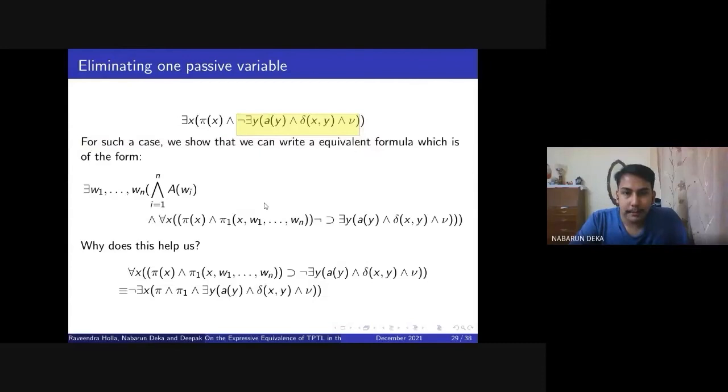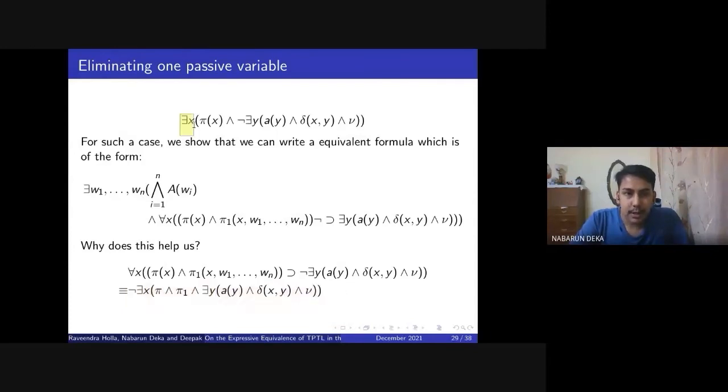Now why does this help us? This helps us because, this not should have been before the there exists. This helps us because now look at this sub-formula. Here we can rewrite the for all as a not of a there exists and then push the not inside to get an equivalent formula of this form, which is a negation of a there exists followed by a there exists. Now here we can swap the there exists and then proceed as we had done previously.